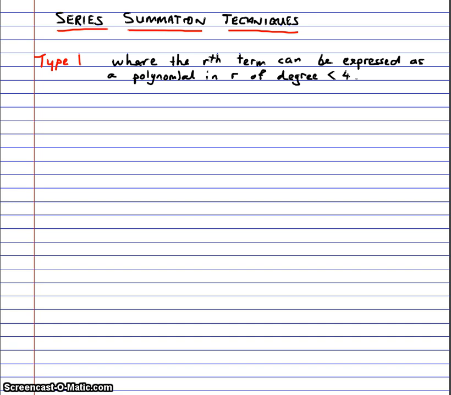Now the first type we're going to be looking at is where the rth term can be expressed as a polynomial in r of degree less than 4. Now if you remember, a polynomial is an algebraic expression where the power that the variable is raised to has to be positive, and it has to be an integer, a whole number. Now for this type we're looking at those where the degree, the highest power in a polynomial, is less than 4, so its highest power would be 3.